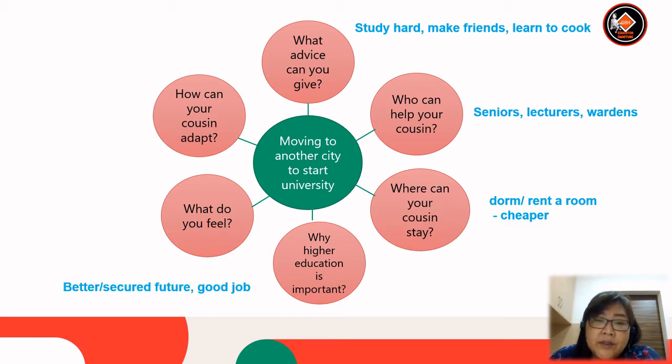Why higher education is important? Because you can get better or secure future or a good job. How do you feel? So you're happy or you're proud that your cousin is starting his or her university life. Okay, how can your cousin adapt? So you can say can join club, or can join society, or any sport club or sporting events.